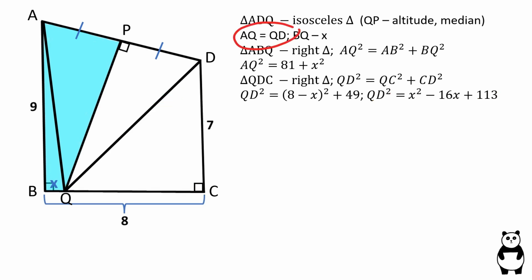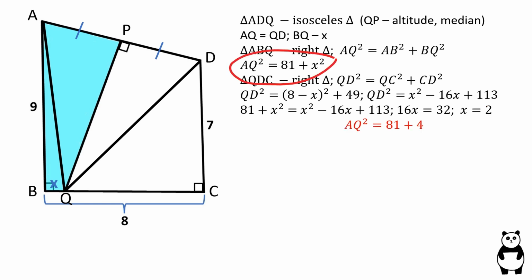Since AQ is equal to QD, we can equate these two expressions, and after simplifying the equation, we are left with x is equal to 2. We can find AQ using this formula. AQ is equal to square root of 85.